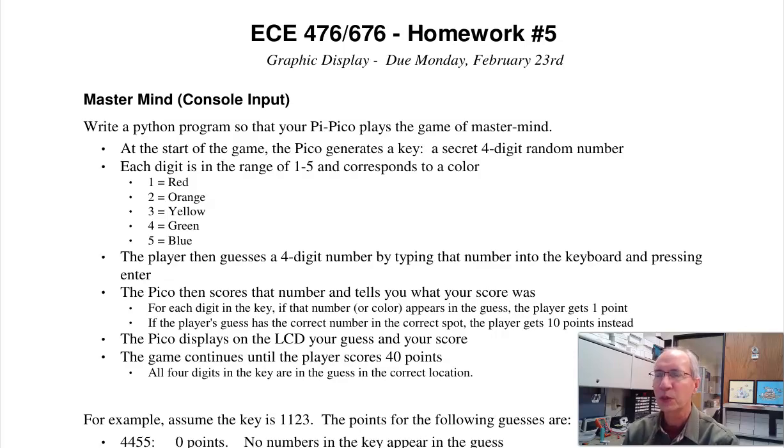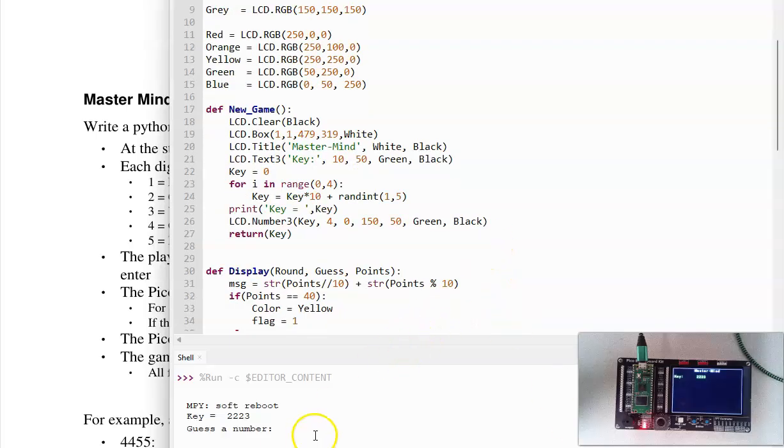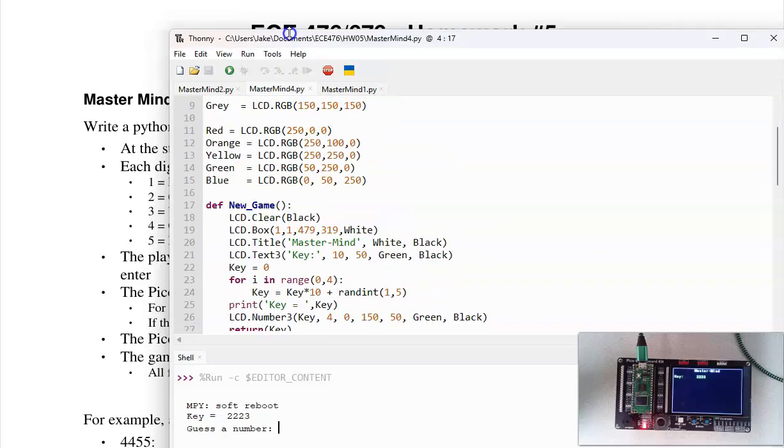Here are solutions to homework set number 5 for ECE 476-676 Advanced Embedded Systems. In this homework set, we're using the graphics display on the Raspberry Pi Pico, and we'll use it to build a Mastermind game. Now this is what the game should look like when you're done.